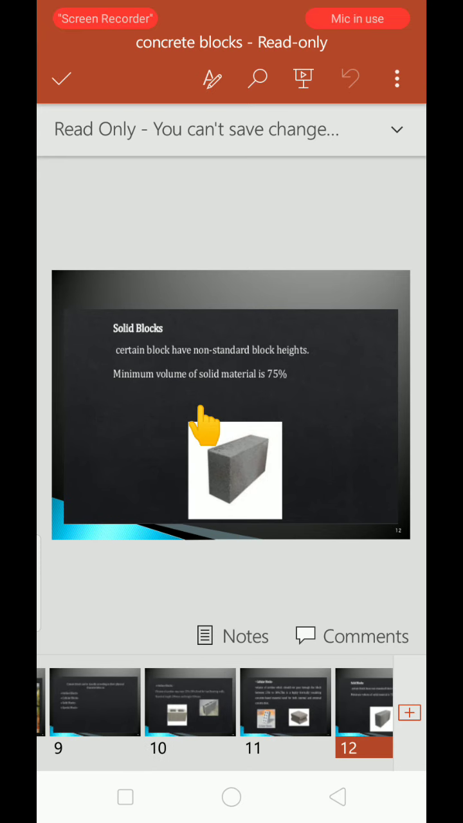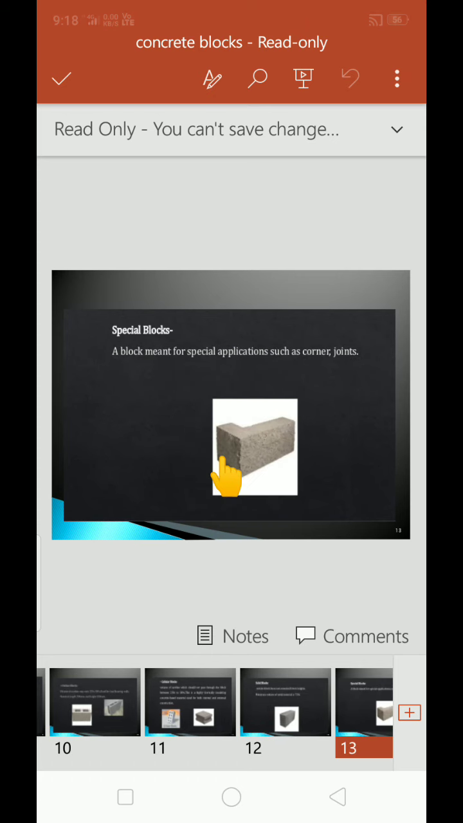Okay, next coming to the solid blocks. Certain blocks have non-standard block heights. The minimum volume of solid material is 75%. So whatever solid material we are going to use here doesn't contain any hole. The density of these blocks is high compared to hollow and cellular blocks, and the total solid material in these blocks is 75% by volume.